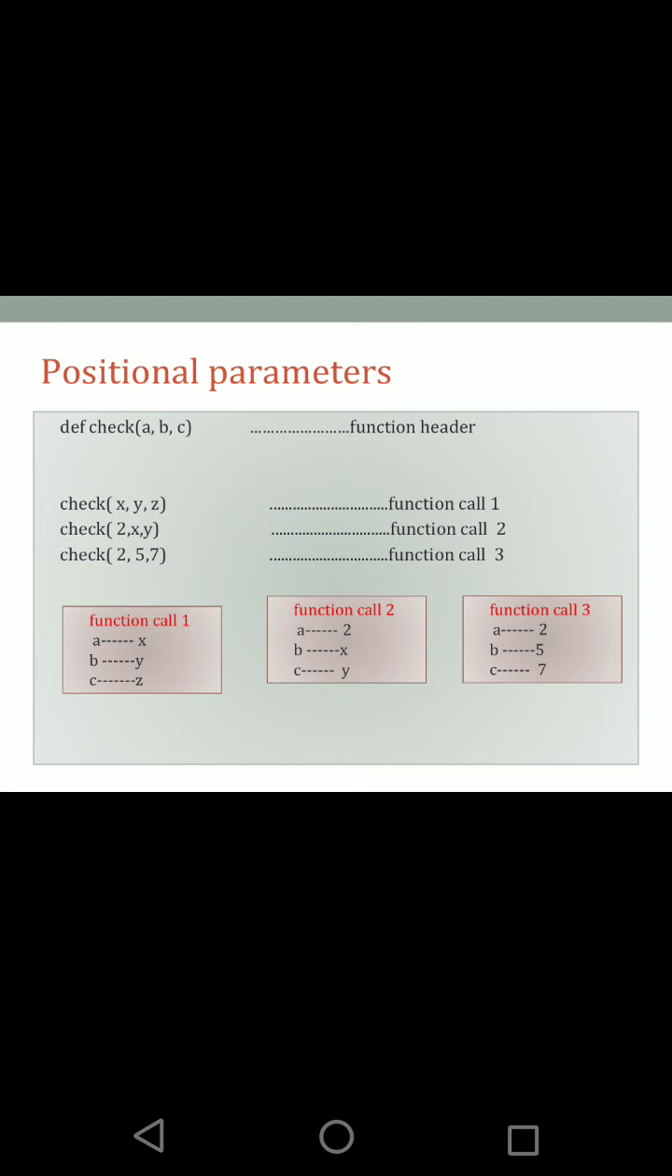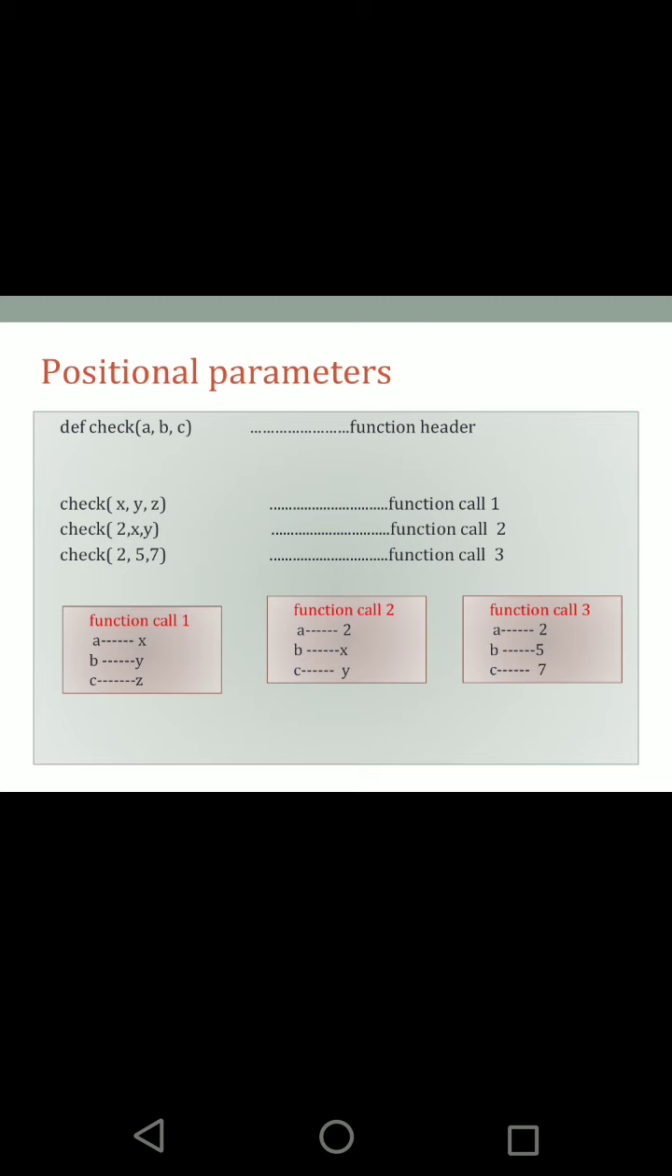First, positional parameters. We have a function named check, so the function header is def check(A, B, C). A, B, C are the formal parameters. When a function call is made with check(x, y, z), that is the function call, and x, y, z are the arguments. These arguments are mapped by position, which means the first argument is assigned to the first parameter.